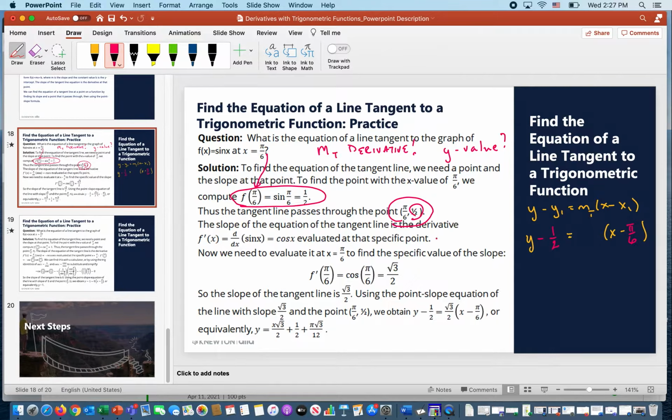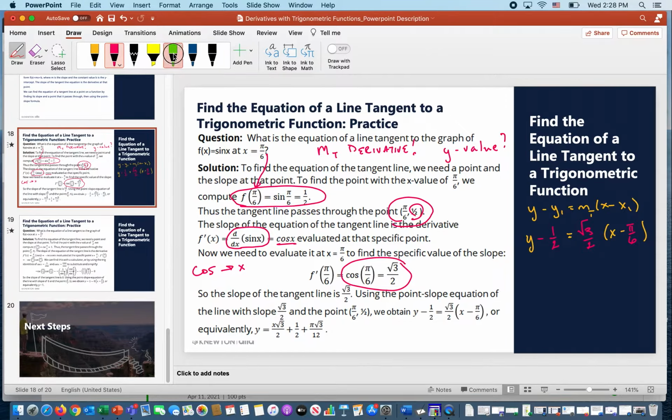To find that tangent line slope, I'm going to take the derivative of our function. The derivative of sine is cosine, and I'm going to plug in pi over 6 for x. Again, using the unit circle, we can figure out where that x value is. Remember, with the unit circle, cosine corresponds to the x coordinate. So I know that the slope of my tangent line is the square root of 3 over 2.